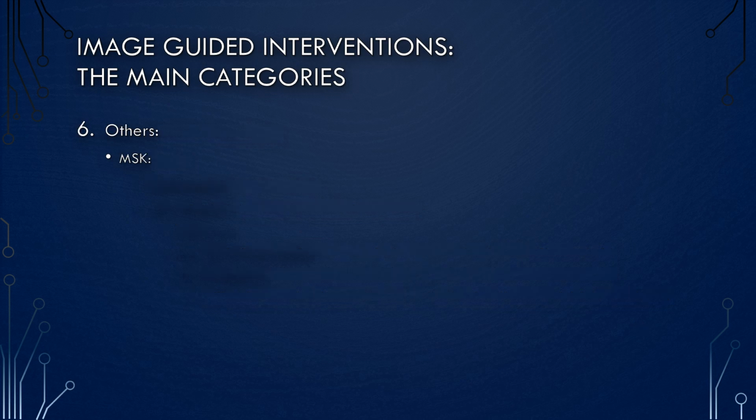So I know we said 5 main categories. However, we can also add one more: MSK interventions. These include vertebroplasties for patients in whom vertebral body fractures are present, joint injections such as for arthrograms or for fluid aspiration, either for analysis, and sometimes even joint injections for pain management can be done.